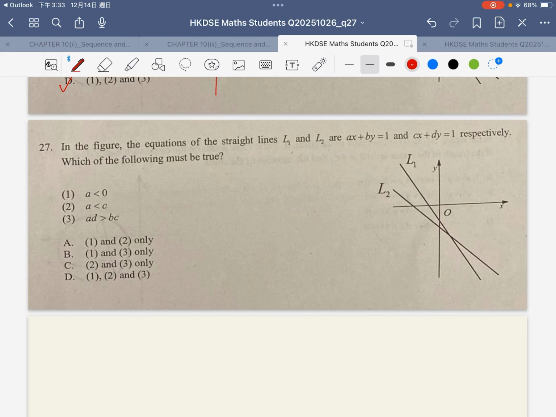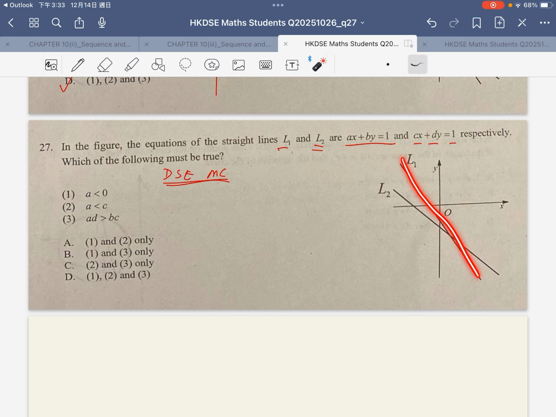This is a DSE MC question, equation of circle. Equation of straight line. Okay, let's look at this one. L1 is of the form ax plus by equal to 1. L2 is cx plus dy equal to 1. Of course, the slopes of these two lines are negative, and the y-intercept and x-intercept are all negative.